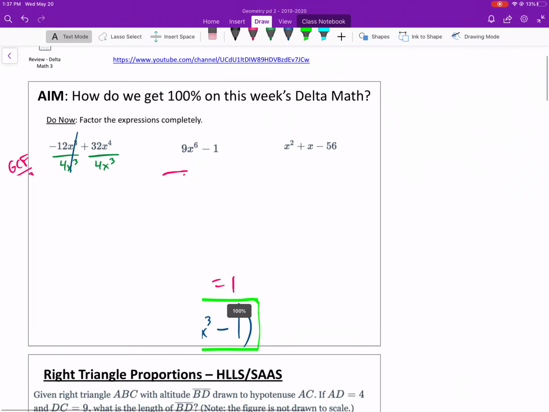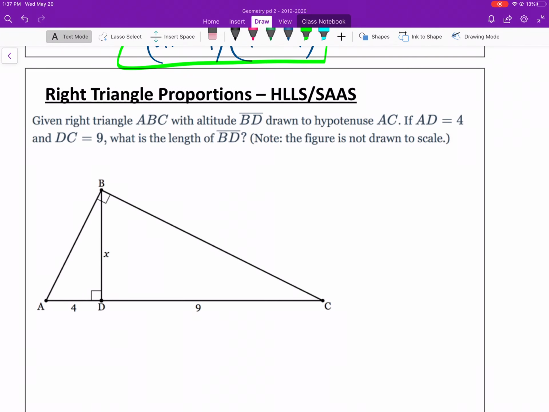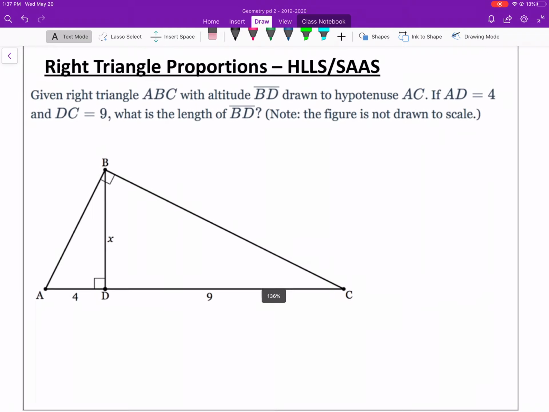Okay, so factoring, huge part of Algebra 2. It's going to be almost your whole first quarter. Next year, marking period 1, huge part of it is factoring, so make sure you have that down pat.